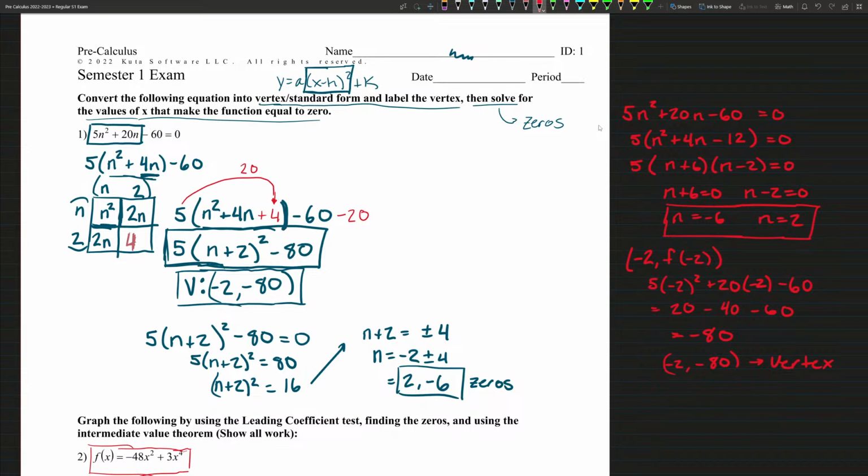And then from that, we have standard form, which would be x plus 2 squared minus 80. And then we just stick our leading coefficient out front, and then we're done. Okay, so two different approaches to the same problem. Whatever you're comfortable with is fine.